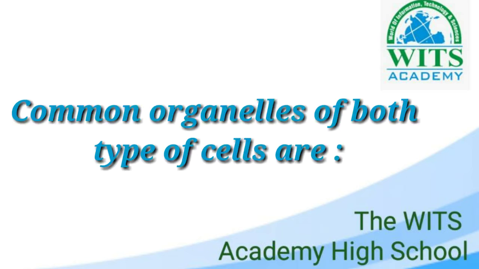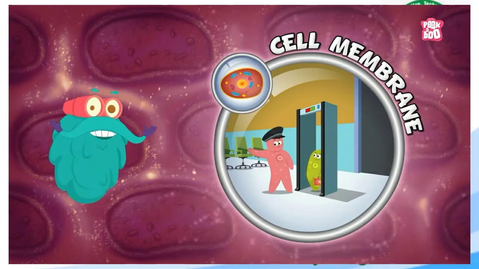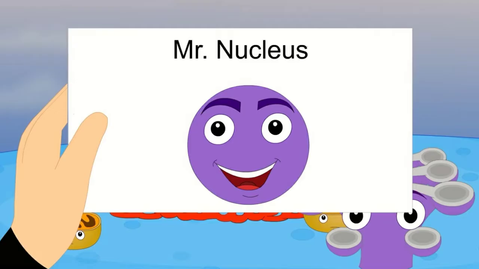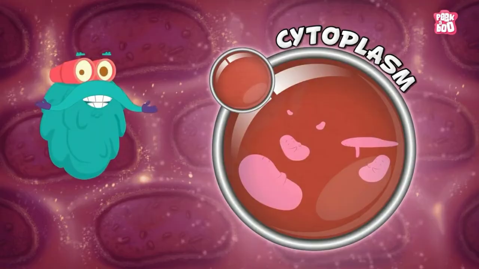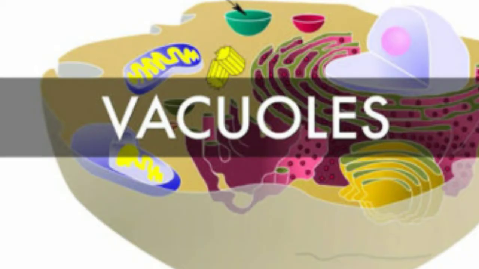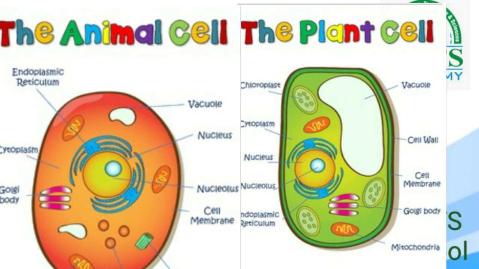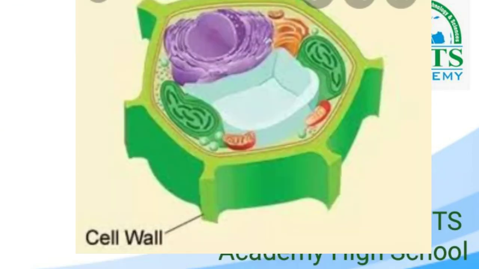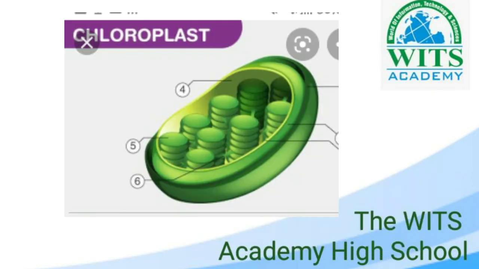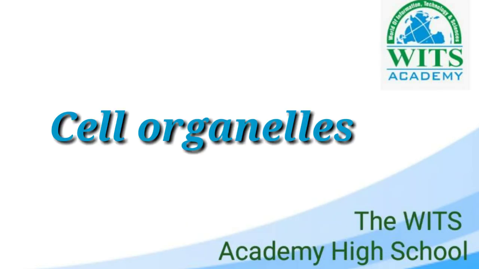So what organelles are common in both plant cells and animal cells? Their common organelles are cell membrane, nucleus, cytoplasm and vacuole. And what are those organelles that make the difference between them? Those are cell wall and chloroplast. Let's discuss the organelles one by one.